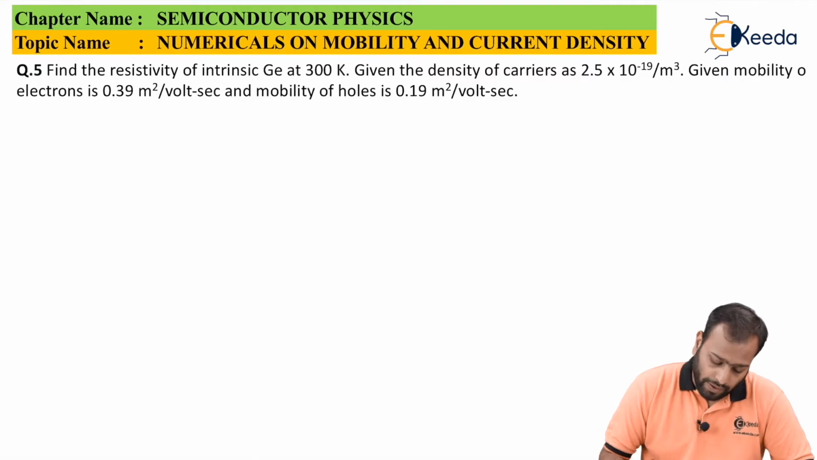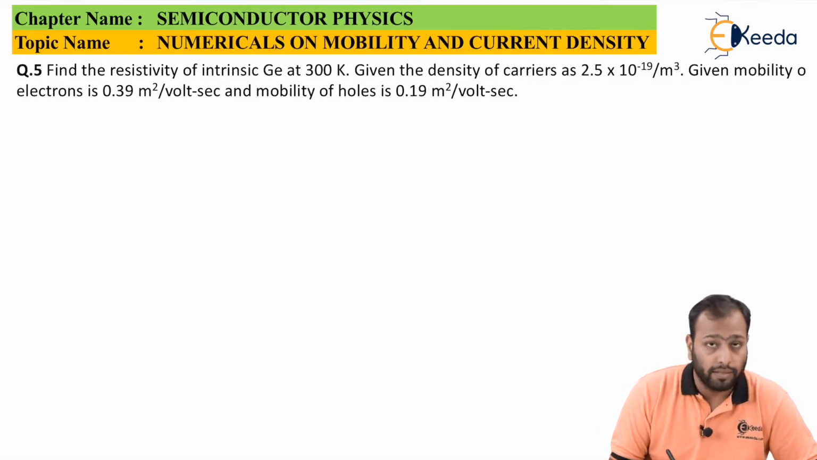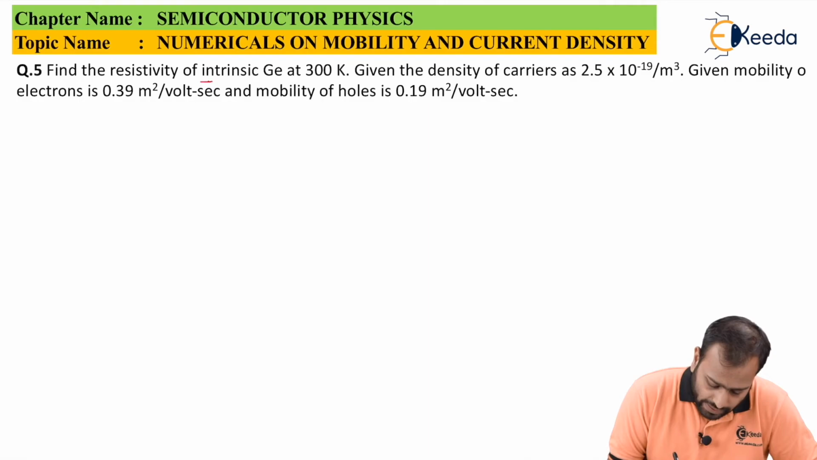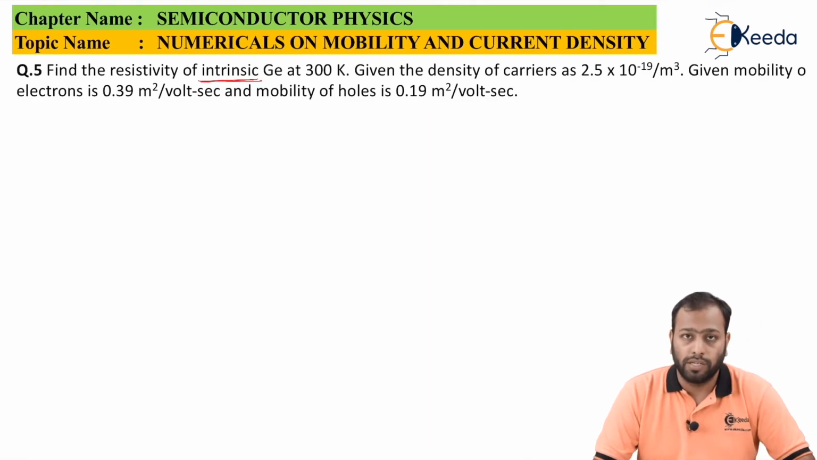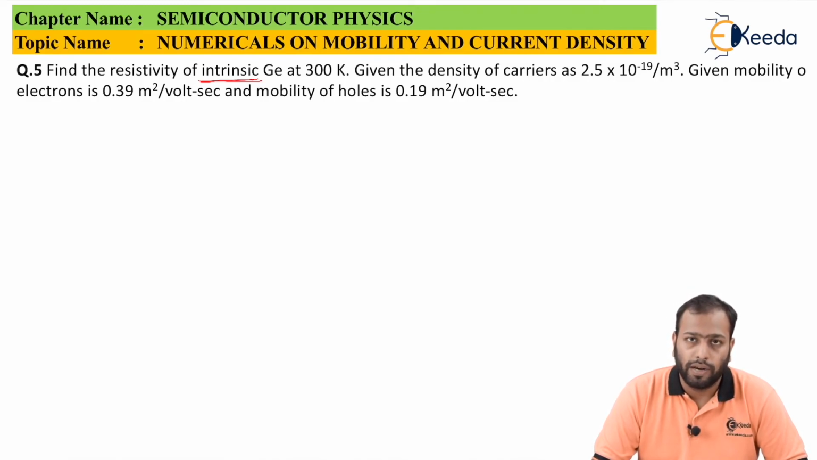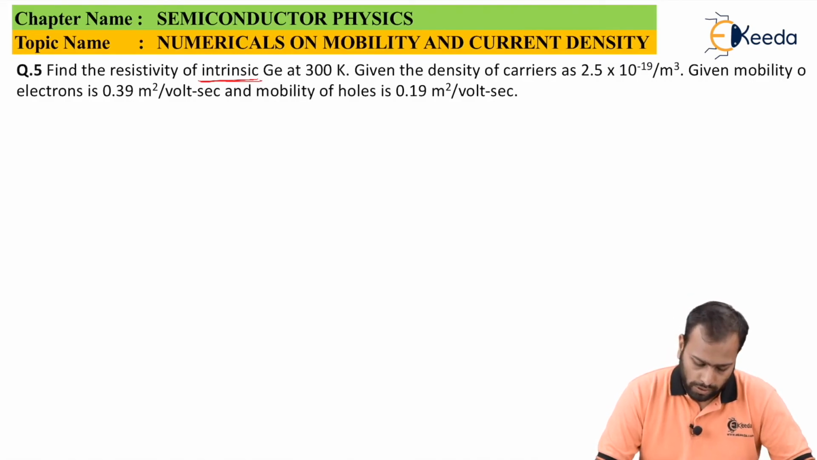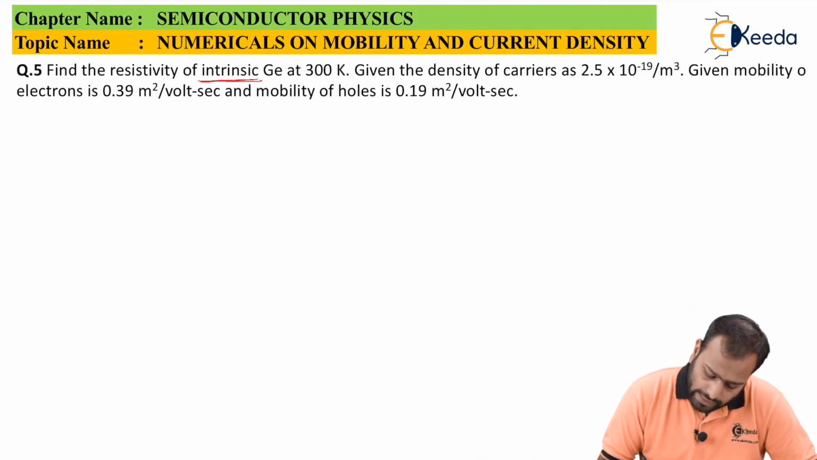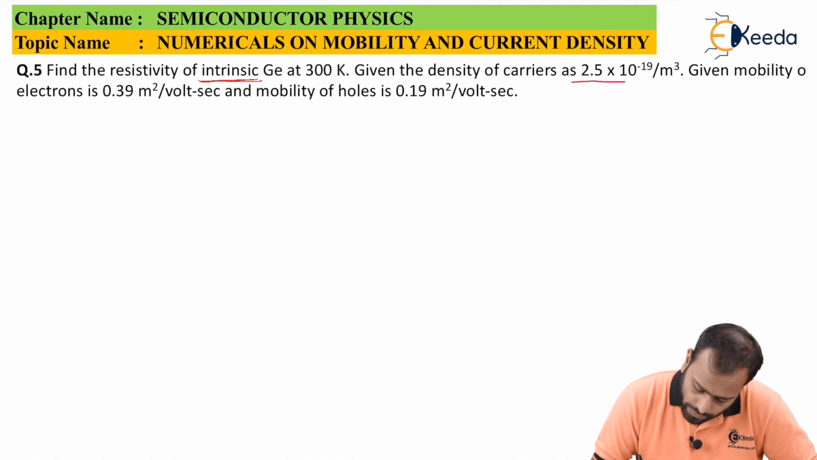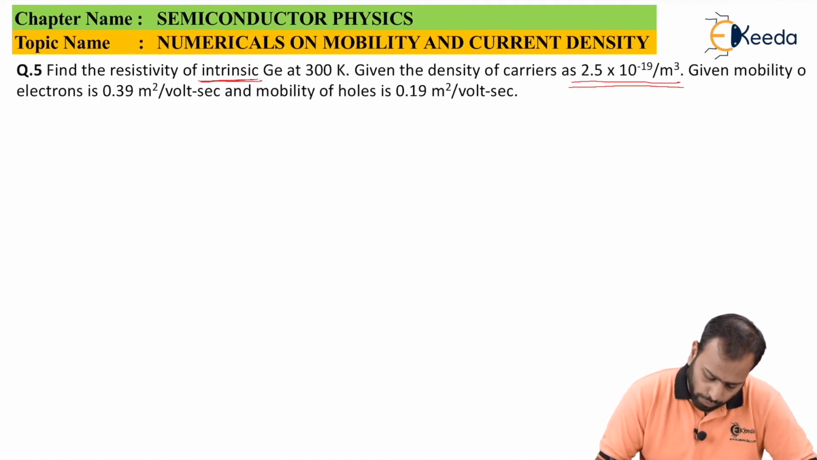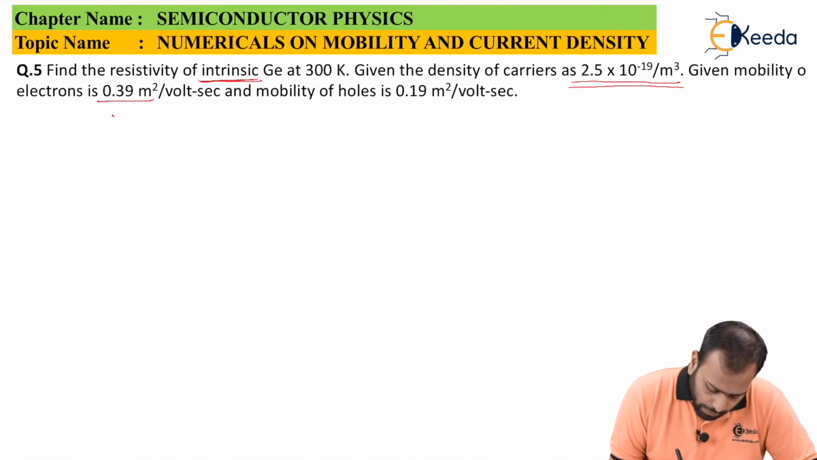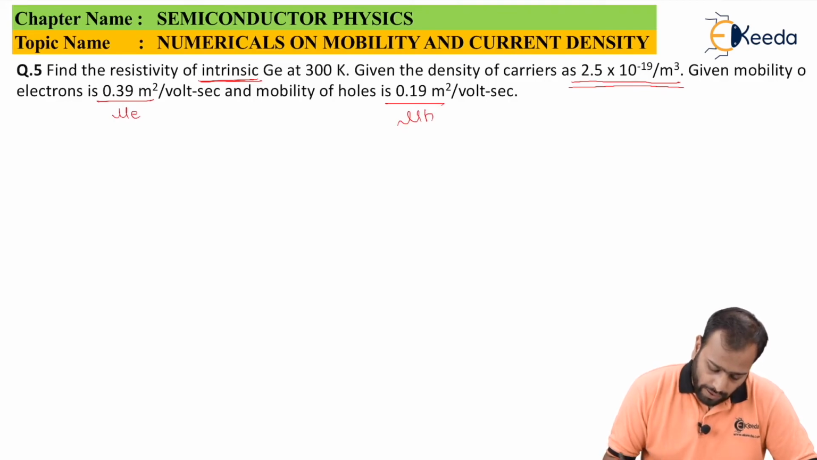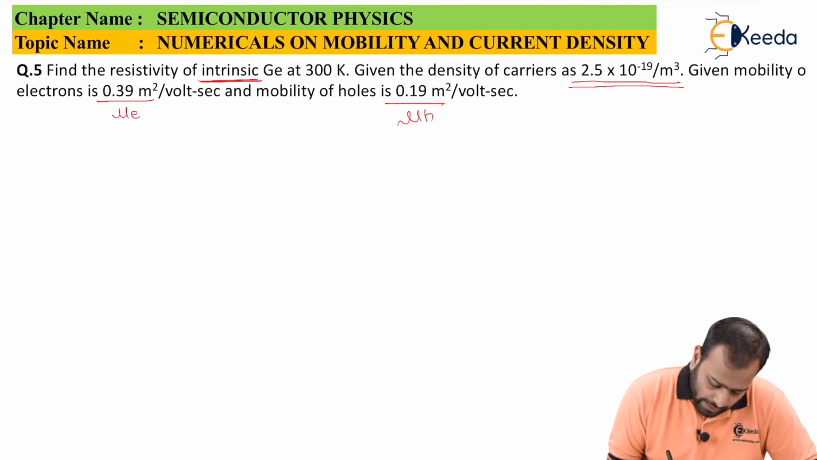This says find the resistivity of an intrinsic semiconductor. Again, the important point is we are talking about intrinsic. Whenever the word intrinsic comes into the picture, you always have to make the assumption in your mind that Ne is equal to Nh, or you can say the number of electrons is equal to the number of holes. Given the density of the carriers as 2.5 into 10 to the power 19 per meter cube, the mobility of electrons, which is mu e, and the mobility of holes, which is mu h. Everything is given. You need to find the resistivity.